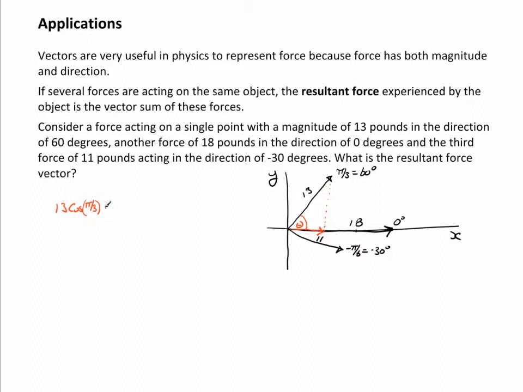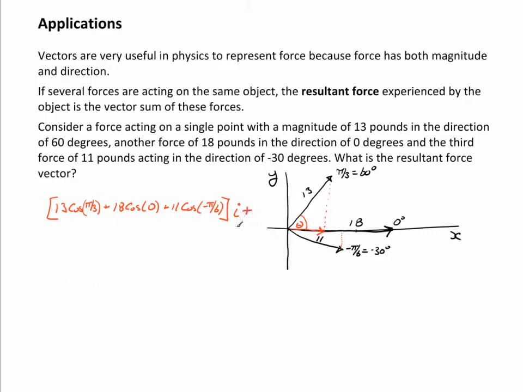I'm going to add to it, see what's next. Well, I have 18 pounds. I'm going in this direction, so this is going to be 18 times cosine of that angle. Well, this angle is going to be 0. Plus, if I drop a perpendicular here, this is going to be a component that's realized by this vector. So it's going to be 11 times cosine of negative pi over 6. Now, all of this is going to be the i component.